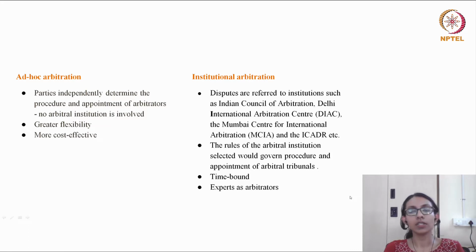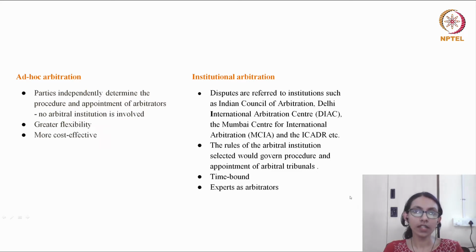In institutional arbitration, the disputes are referred to institutions such as the Indian Council of Arbitration or the Delhi International Arbitration Center or Mumbai Center for International Arbitration, etc. And the rules of the arbitral institution would govern the procedure that is to be followed and the manner in which the arbitrators are to be selected, etc.